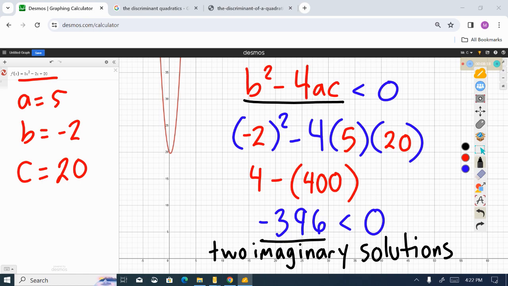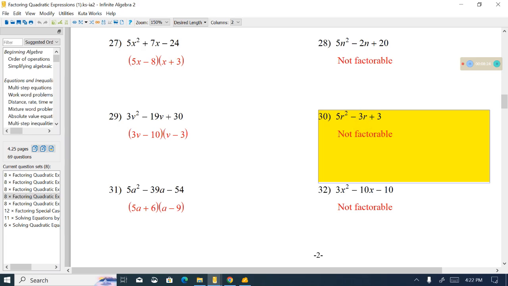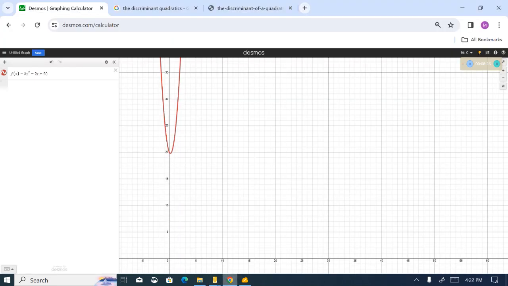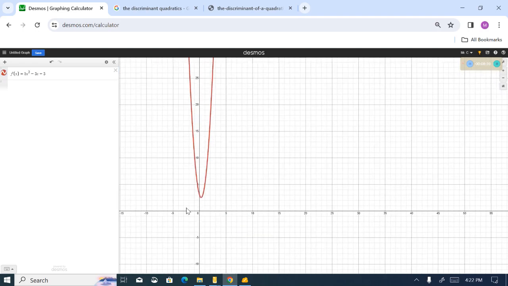So we could do another example, right? Like I said, we'll do that second one from that worksheet on factoring, number 30. We'll look at this one right now in Desmos, and we'll go see what happens here. So in this case, we have 5x squared minus 3x plus 3. And we can see that this one also does not cross the x-axis.